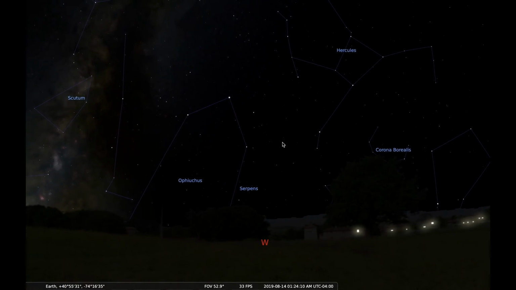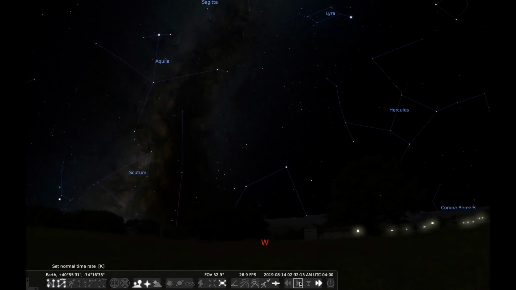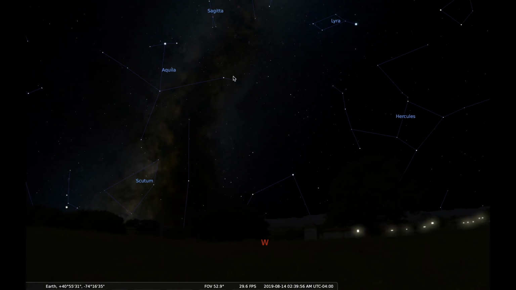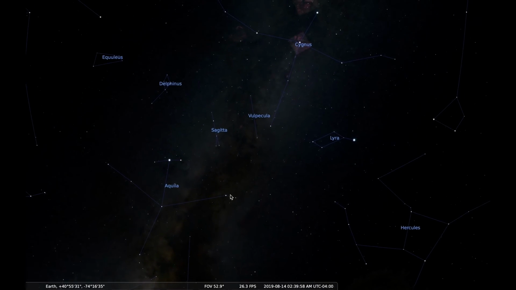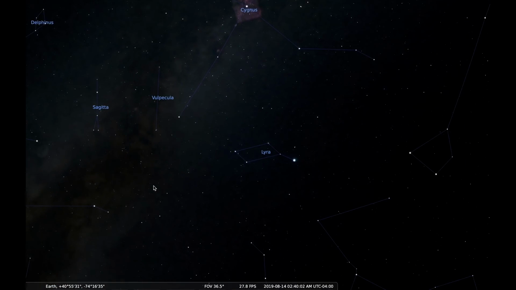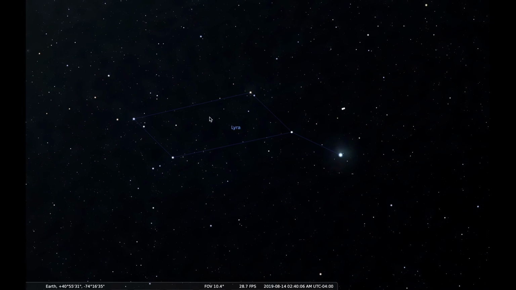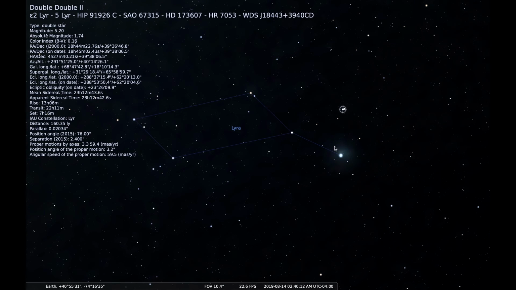And so what do we do with that celestial sphere? Well, first let's turn the time to normal. And now I'm going to go all the way over here, and we'll look at the constellation Lyra, Lyra the Lyre. I'm going to zoom in on Lyra, and go all the way over to a famous double star, Epsilon Lyrae.